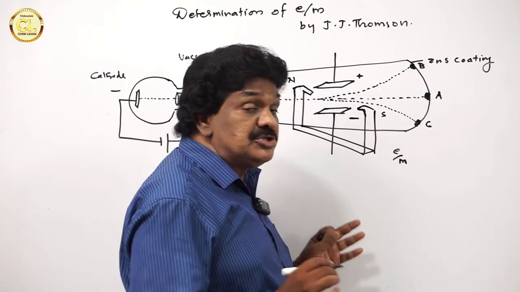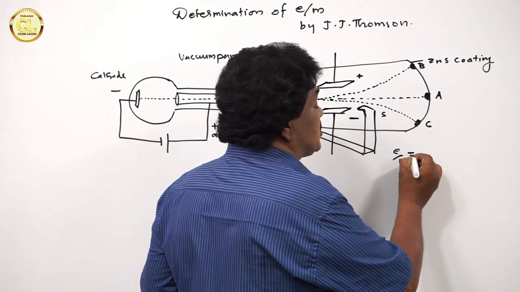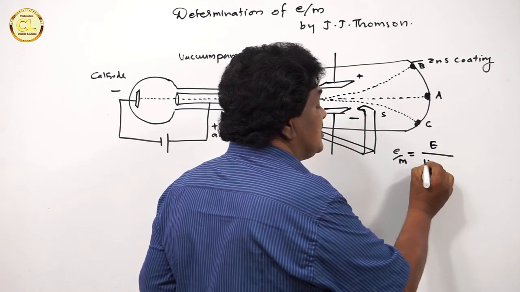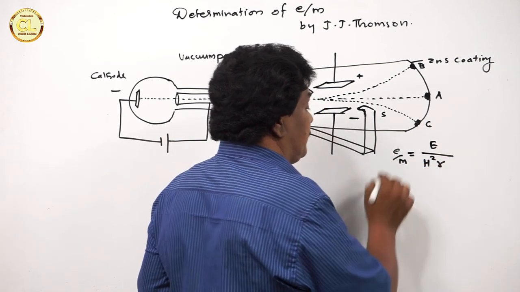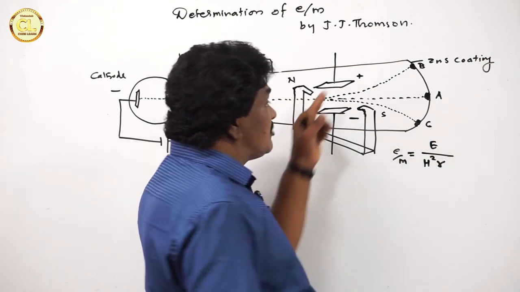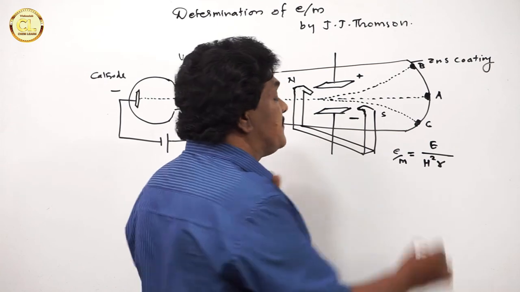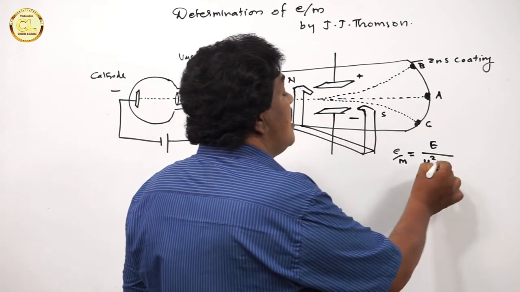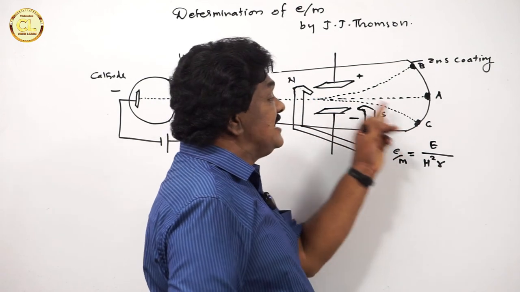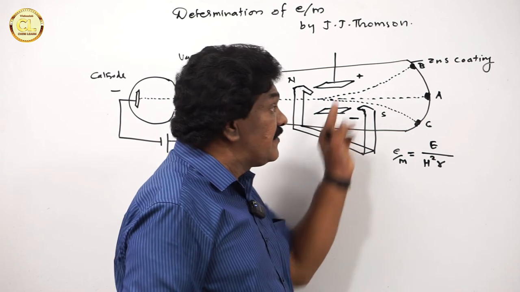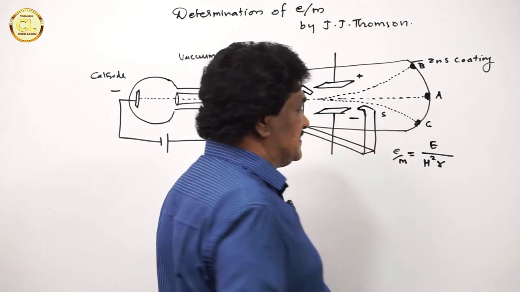Now it is possible to determine e/m value of the electron using the formula E/(H²R), where E is the strength of the applied electric field, H is the strength of the applied magnetic field, and R is the radius of the circular path taken by the cathode ray. It can be obtained from the design of the apparatus.